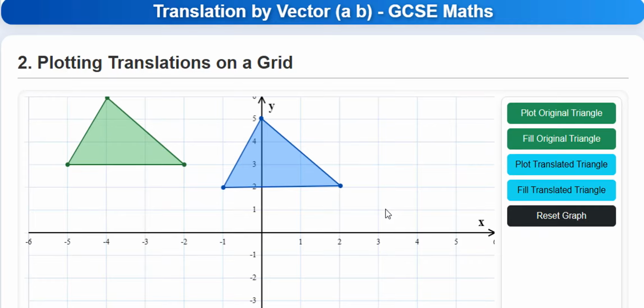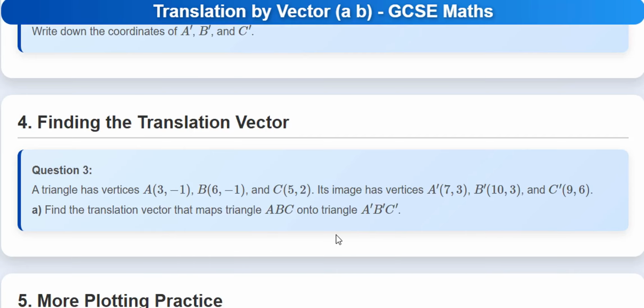And then we can also do other examples where we are not supposed to plot, but are given, let me check one. For example, in this one, you are given the original coordinates and the new coordinates, and you are now asked to find the translation vector itself. So can we try to solve this question 3?